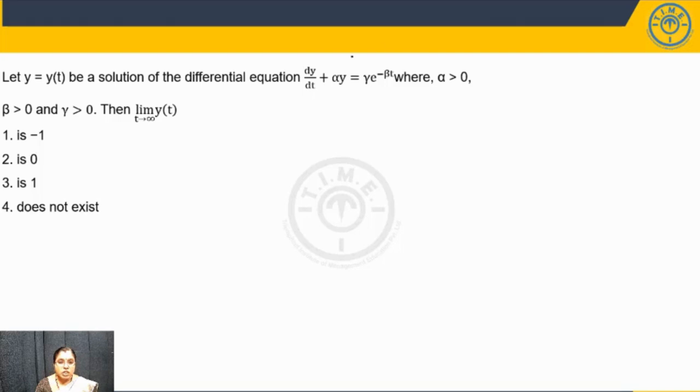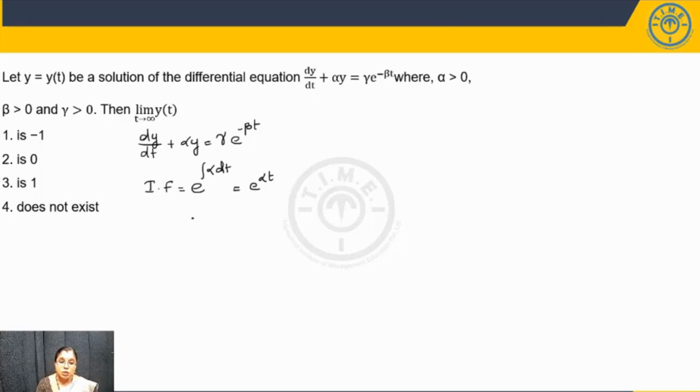So looking at this equation, we are sure that this is a linear differential equation. So we have to solve it. Let's try to solve it. So here we have dy by dt plus alpha y equal to gamma e raised to minus beta t. So instead of p we have alpha. So integrating factor is e raised to integral alpha dt. So we have e raised to alpha t. This is the integrating factor.